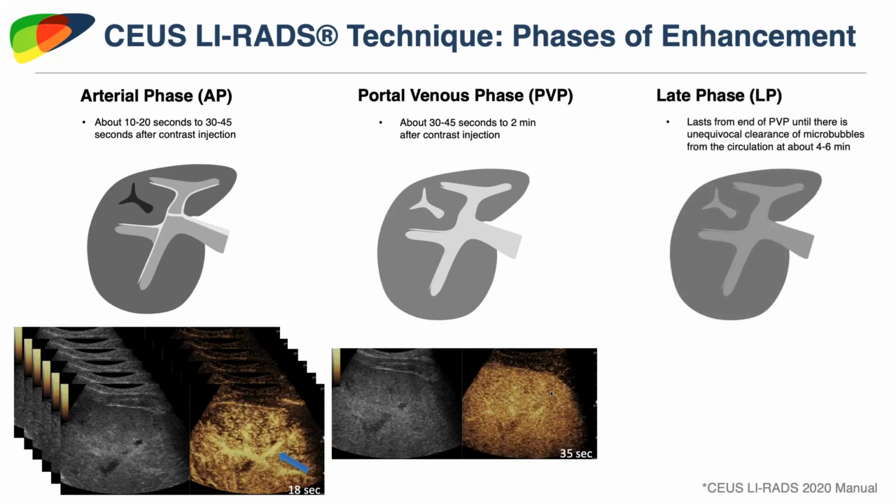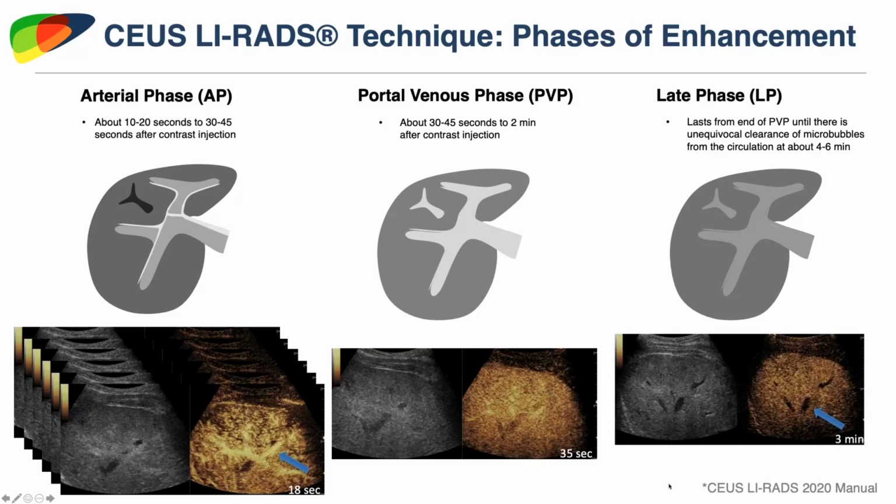And then we have a late phase, equivalent to the delayed phase on CT MRI, usually lasts from the end of portal venous phase until all the bubbles are cleared from the liver. And you actually may have a situation where the blood pool washes out faster than the liver. The bubbles, since they're buoyant and they're a little sticky, actually transiently stick in the hepatic sinusoid. So they will stick around within the hepatic sinusoid faster than the larger blood pool clears out.